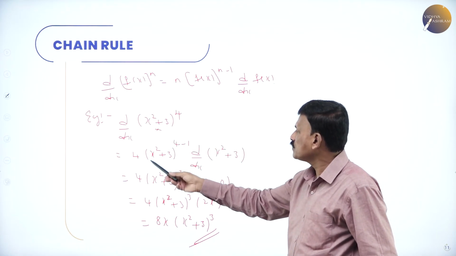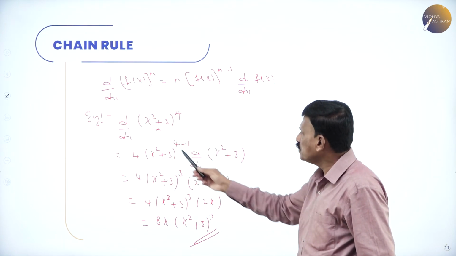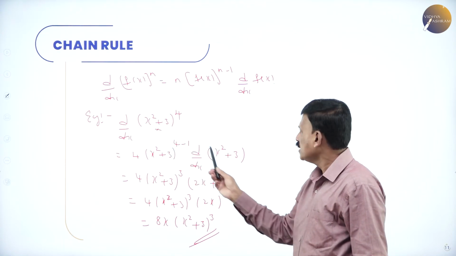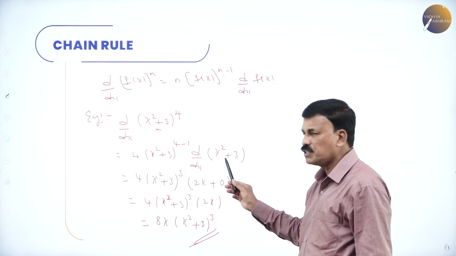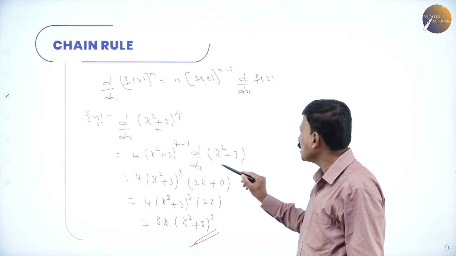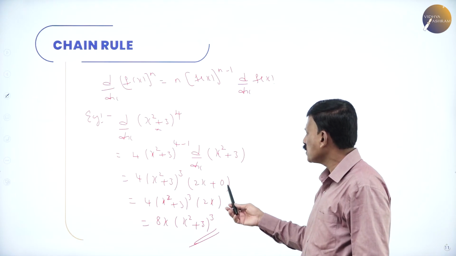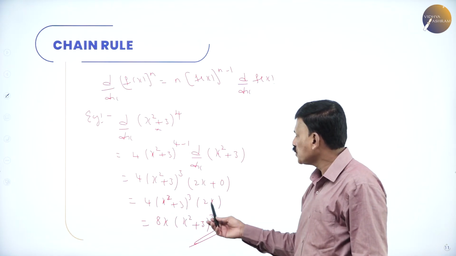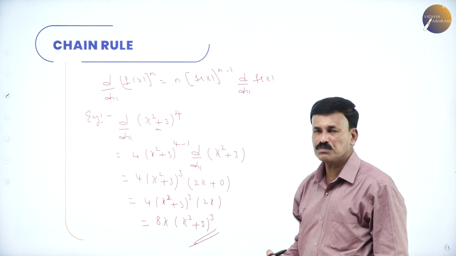So here n is 4, into (x square plus 3) whole to the power of 4 minus 1, into d by dx of this inside function x square plus 3. Now this is as it is, 4 minus 1 is 3. Now differentiate, term by term differentiation. Differentiation of x square is 2x and differentiation of constant 3 is 0. 2x plus 0 is 2x. Multiply 4 into 2 is 8x, into (x square plus 3) whole to the power of 3.